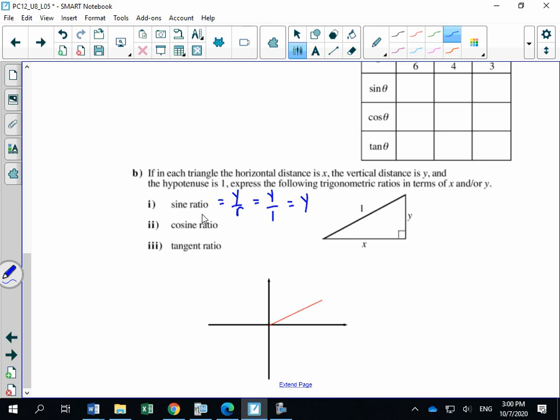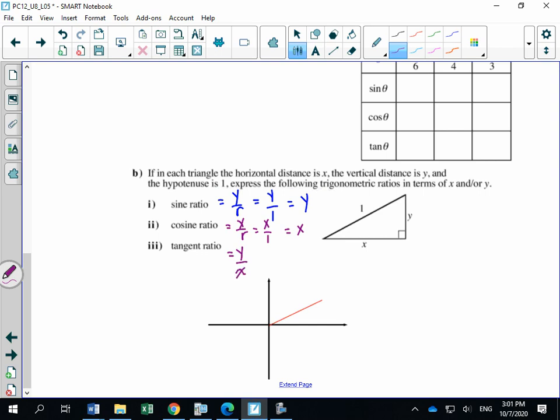And I'll give you an example once we finish these. The cosine ratio: if sine is y over r, cosine is x over r, that would be x over 1 on the unit circle, and that would just simply be x. The tan ratio, tan is going to be y over x.